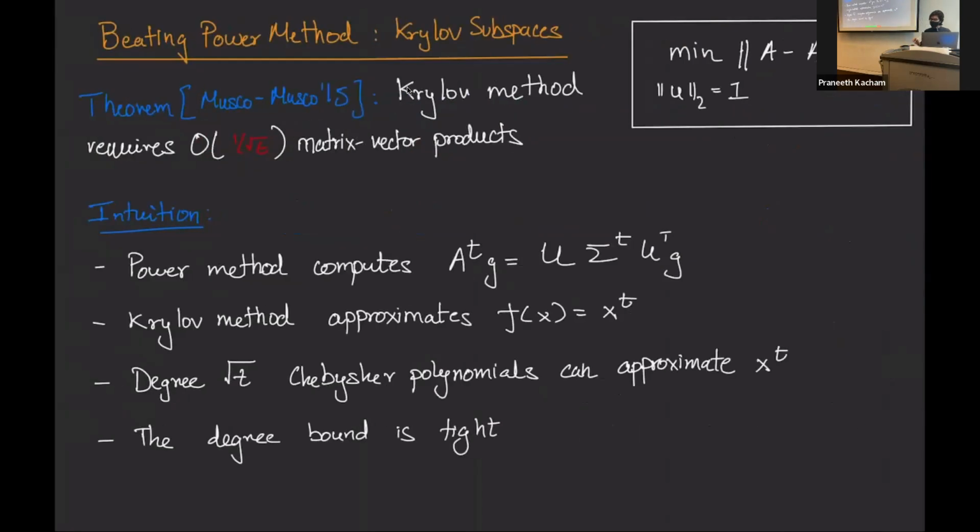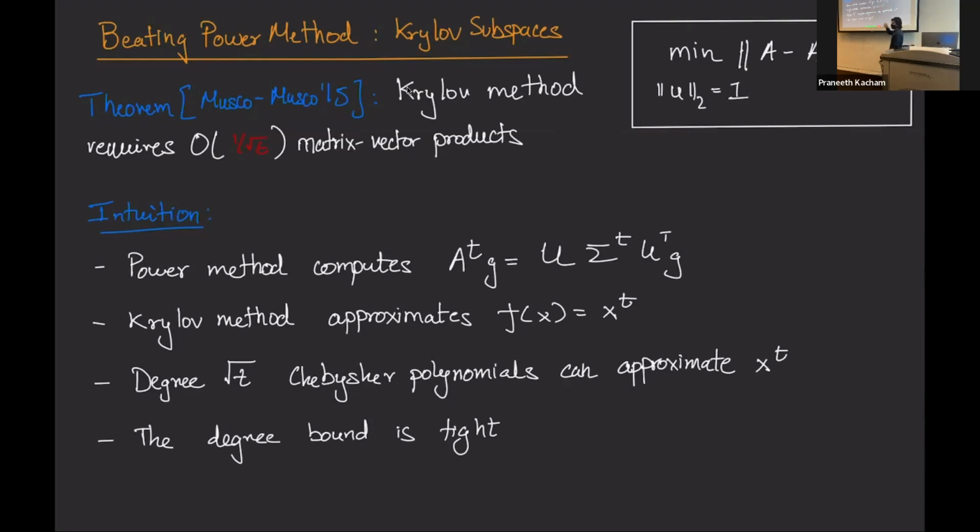Okay, but I will give you some intuition for why this beats power method. Why does it do better than 1 over epsilon? Essentially, what power method is doing is computing A^t times g, where t is the number of iterations. If you write A in its SVD, then it's looking at each singular value and applying the function x^t to each singular value, and then multiplying it by a random Gaussian vector. This is what power method is doing in a nutshell.